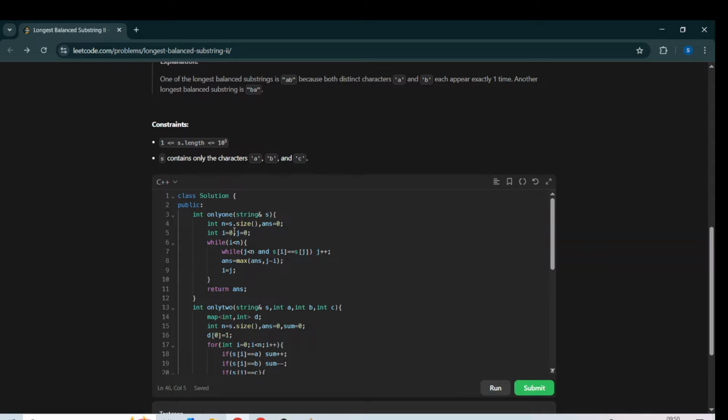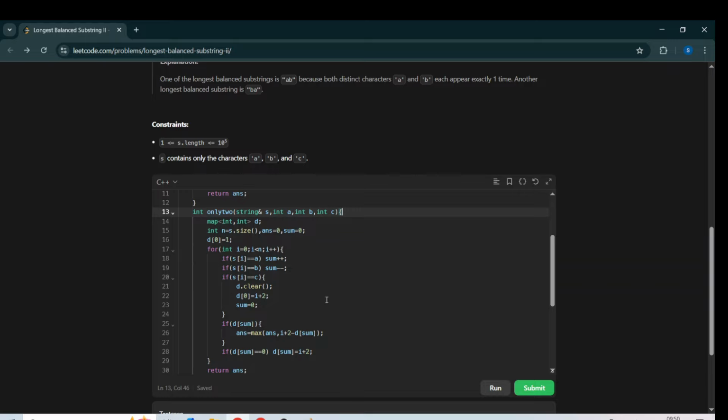So here I have solved it for only one. I am not going to explain this. This is quite trivial. Now let's jump into only two. What I am doing, I am setting d of 0 as 1, d of 0 as 1, we are using one based indexing.